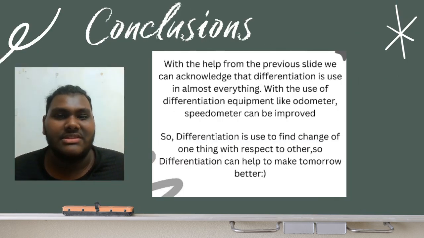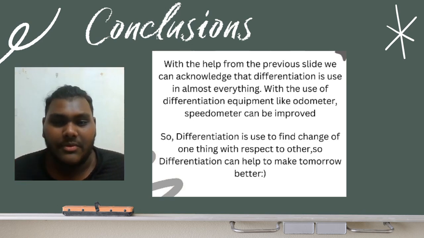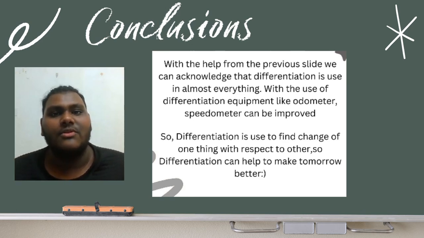Okay, so in conclusion, with the help from the previous slides, we can acknowledge that differentiation is used in almost everything. With the use of differentiation, equipment like the odometer and speedometer can be improved. So differentiation is used to find the change of one thing with respect to another. So differentiation can help to make tomorrow better.